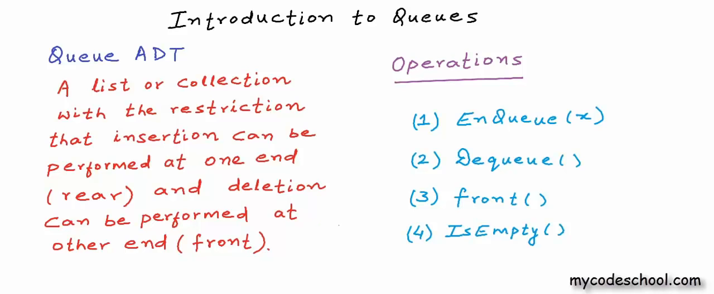Front is only to look at the element at head. Is empty is only to verify whether queue is empty or not. All these operations that I have written here must take constant time, or in other words, their time complexity should be big O of 1.